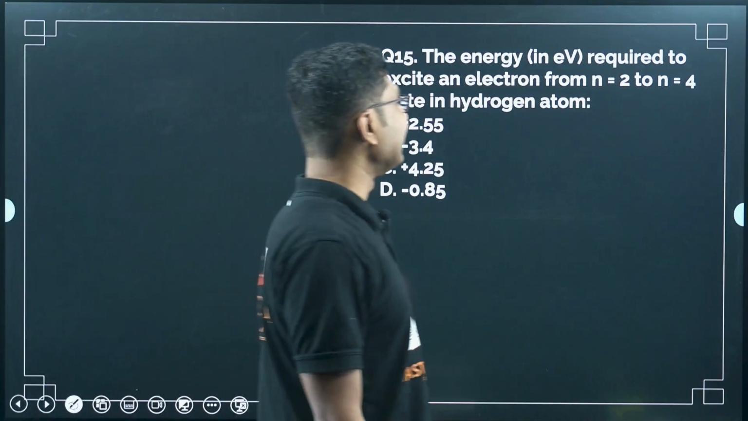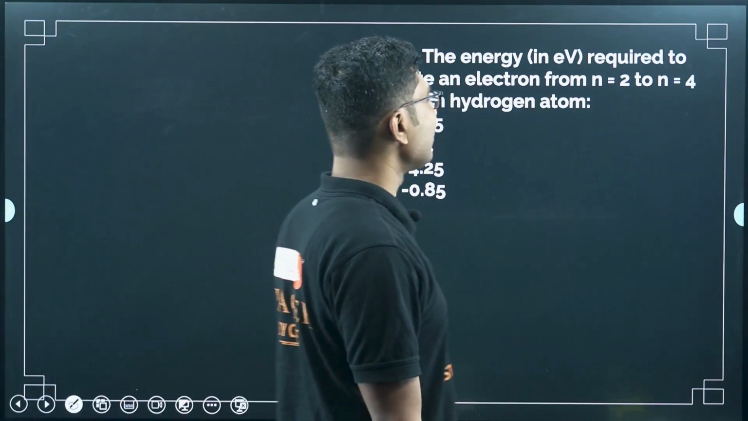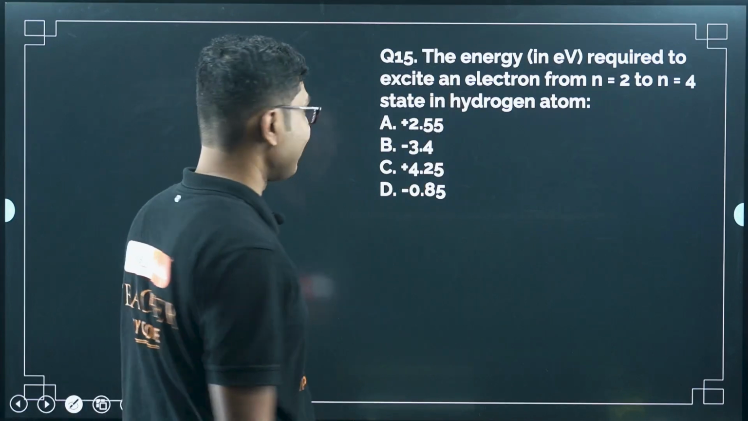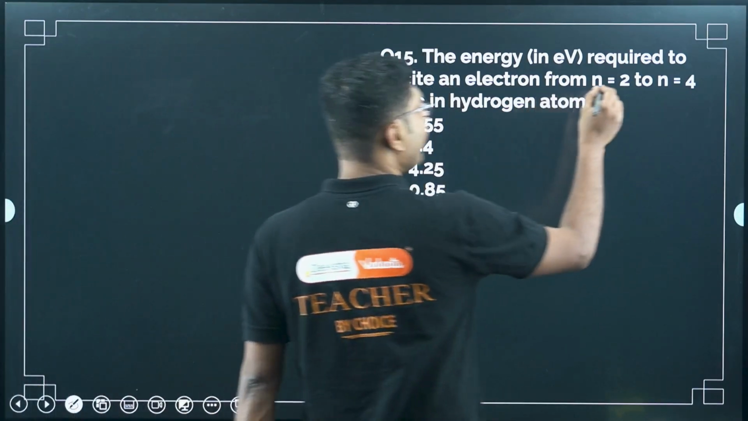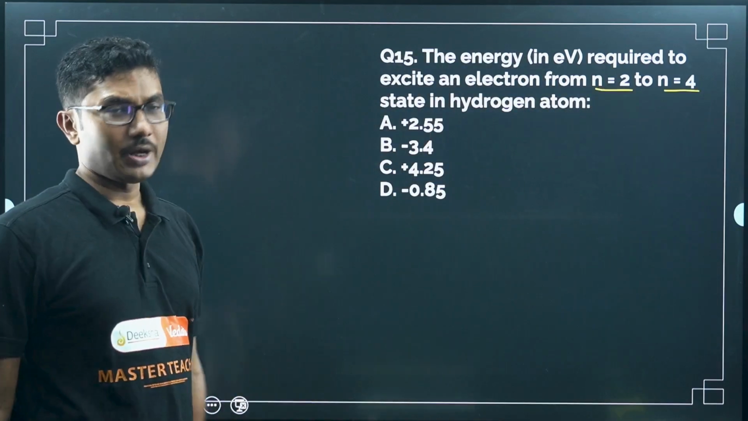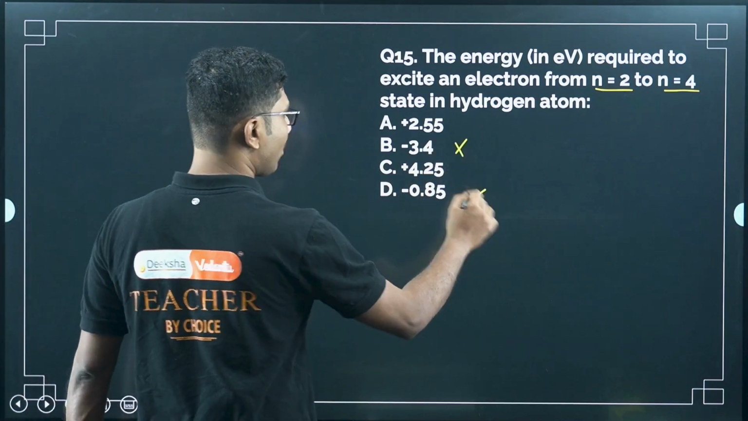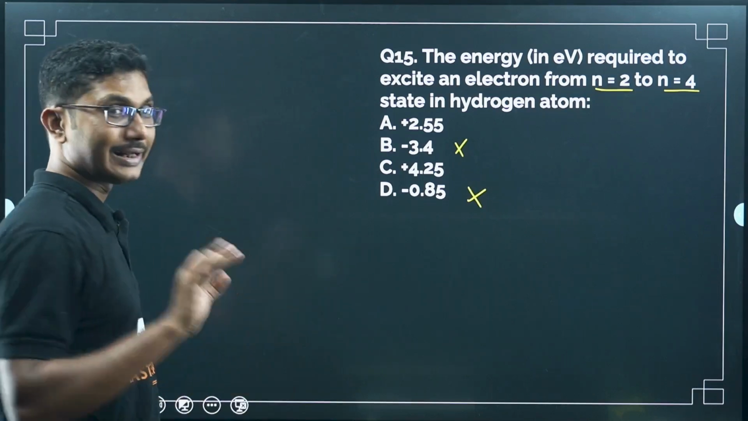Okay, now question number 15. The energy in eV required to excite an electron from n equals 2 to n equals 4 state in hydrogen atom is. Now very interesting question. So you are exciting from n equals 2 to n equals 4. Okay, so first of all the answer will be positive, answer won't be negative. So negative answers you can simply ignore. Okay, these are wrong answers. Because you are exciting means you have to give the energy.